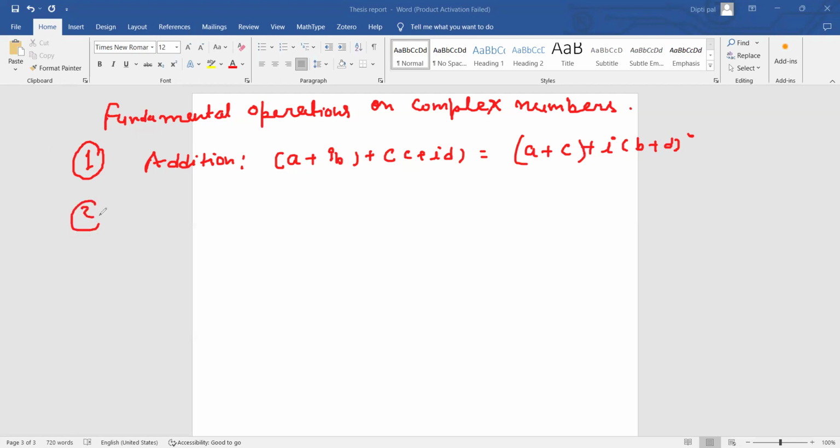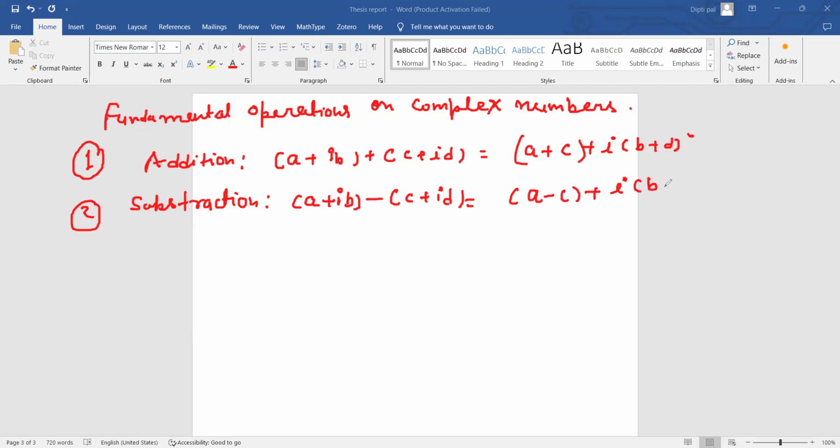Likewise, subtraction. If we have two complex numbers, a plus ib minus c plus id, just subtract the real part from the real part and the imaginary part from the imaginary part. So this is the subtraction rule.